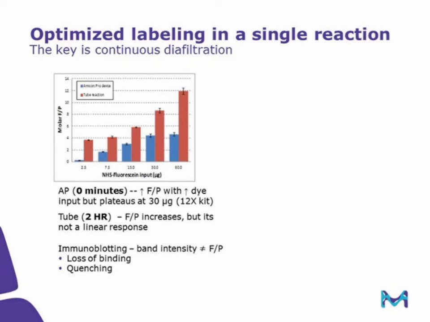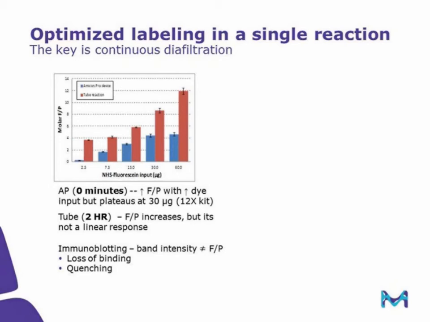Not surprisingly, the probe's FP values increased with increasing dye input. However, this response appeared to plateau at 30 micrograms, a quantity which was 12-fold greater than the kit's recommendations. By contrast, when similar conditions were used following the kit's static 2-hour tube format, FP values did not plateau but continued to increase with dye concentration. The increase was not linear with dye input, suggesting that quenching may occur at higher labeling densities.